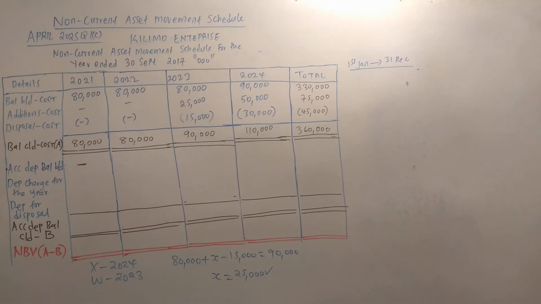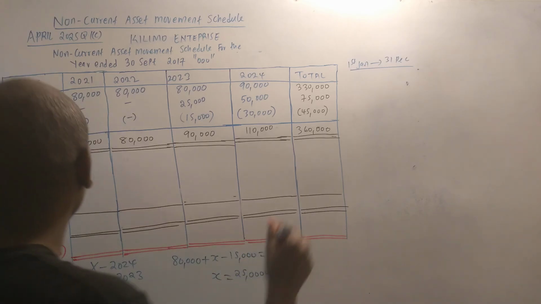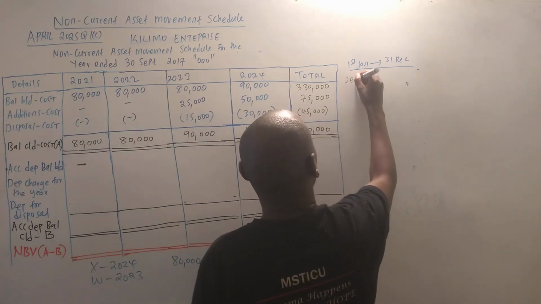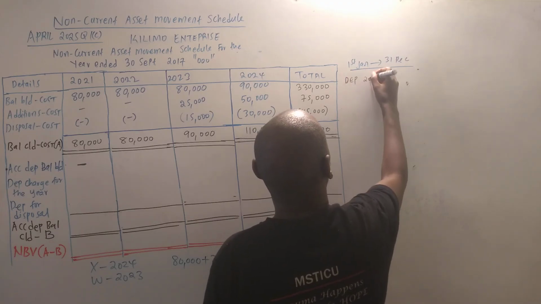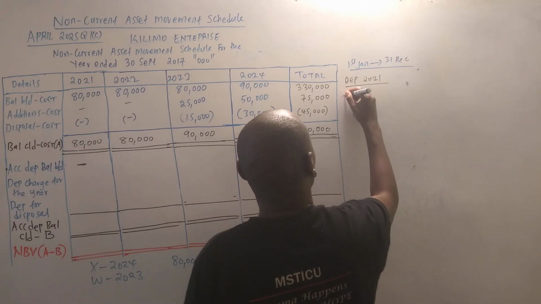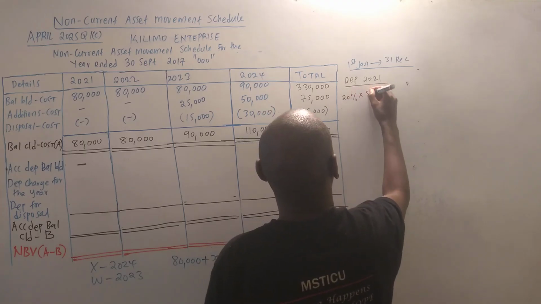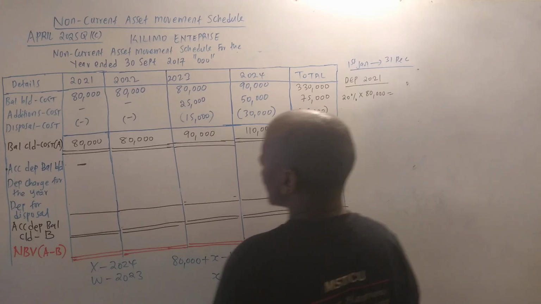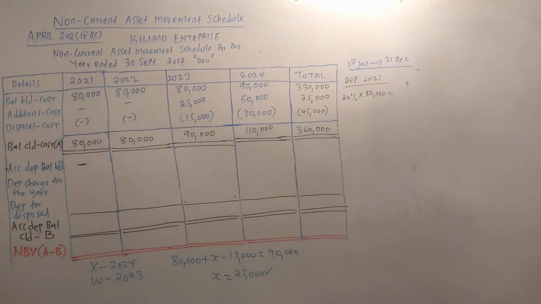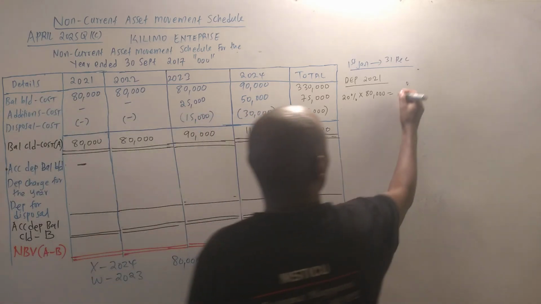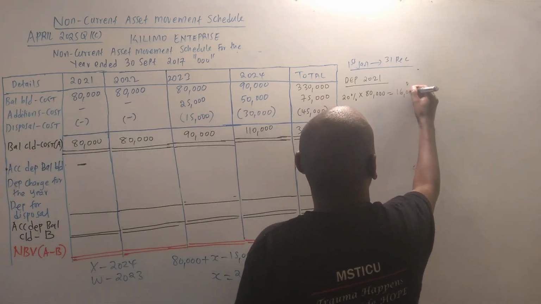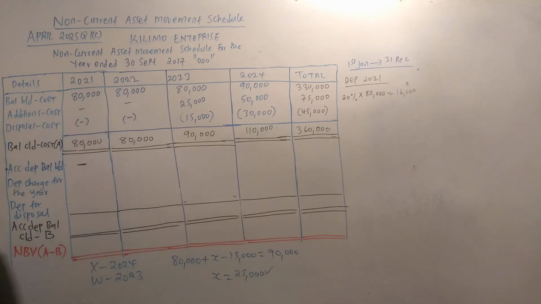Now let us see depreciation for that year. We have a depreciation rate of 20% on reducing balance. Let's start with 2021. Depreciation will be 20% times 80,000. 20% of 80,000 is 8 times 2, 16. That is 16,000. You come and put it here. Let me use a different pen. This one has even refused to write. So 16,000.